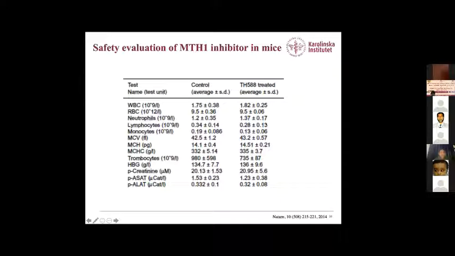And then we also checked for different parameters here, right? And then there is no difference between the other vehicle treated or the MTH1. So these, we can say that these drugs are not at all toxic.